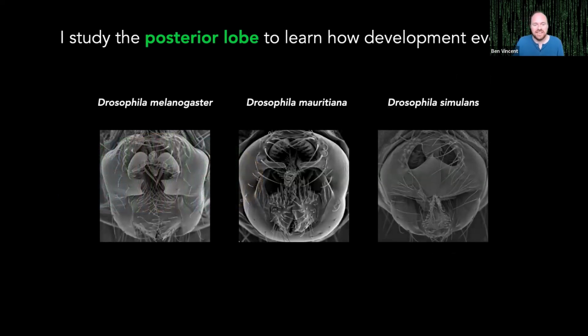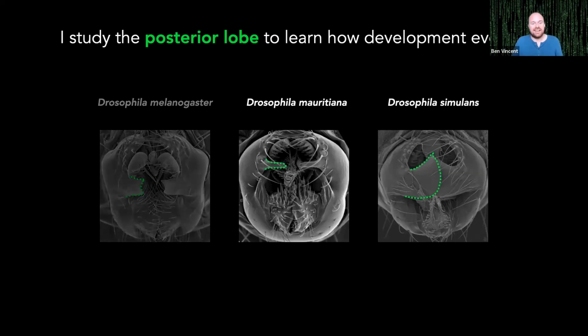So here I'm showing the incredible diversity in male genital structures between 3 species in the melanogaster clade. I'm going to focus on a structure called the posterior lobe, which is outlined here in green. It's very different in all of these species, and I want to know why, especially between these two, Drosophila mauritiana and Drosophila simulans.